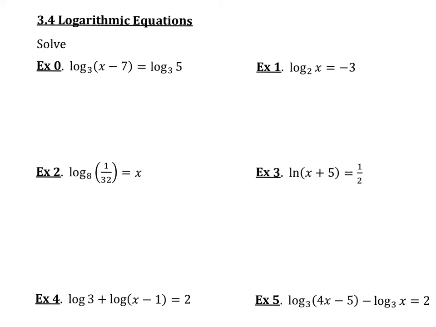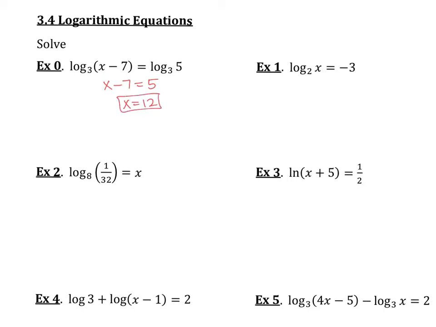The second half of 3.4 is on logarithmic equations. We're starting with example 0 because this is using something that your book has already shown you, the one-to-one property. So if you have log base 3 of x minus 7 equals log base 3 of 5, since they are both log base 3, it must be true that their arguments are equal to each other. So x minus 7 equals 5, or x equals 12.